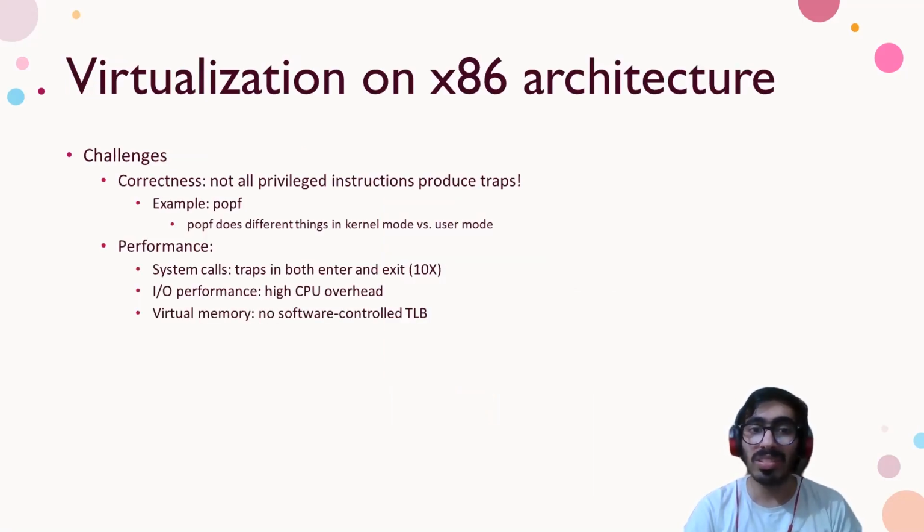Now, this is not that good on a normal x86 architecture. This is the architecture we all use. So phones are based on the ARM architecture, but computers are based mostly on the x86 architecture. And it has a lot of performance problems, and not all privileged instructions produce a trap. So it turns out to be a failure.